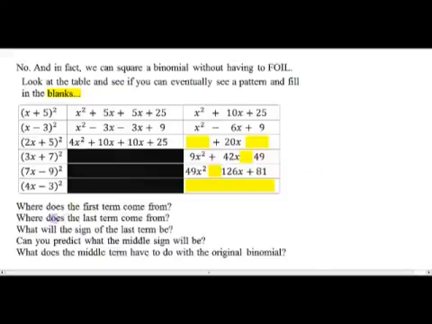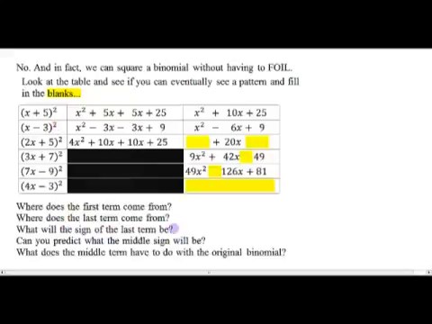Let's look at the questions here. Where does the first term come from? The first term comes from simply squaring the first term in the parentheses. Now where does the last term come from? The last term here was 25. The last term here was 9. Apparently that comes from just squaring the last term.